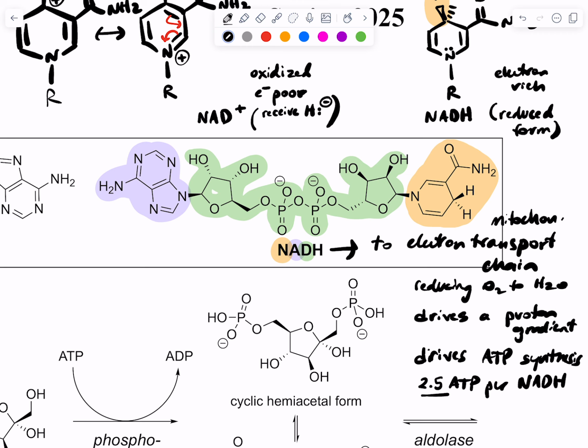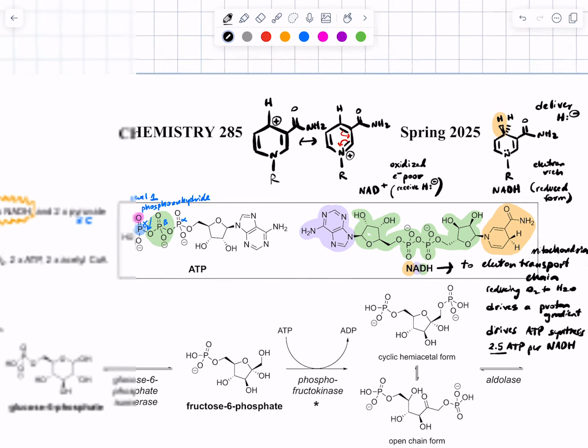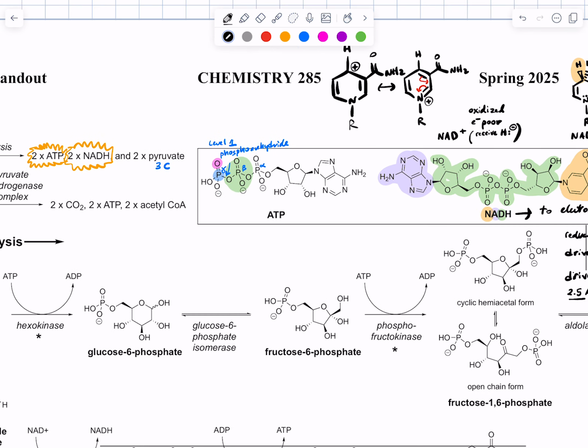So we're going to talk more about this and how it works. You can use the ATP you make in glycolysis directly. The NADH you can use for a number of purposes, but you can exchange it for ATP in mitochondria.